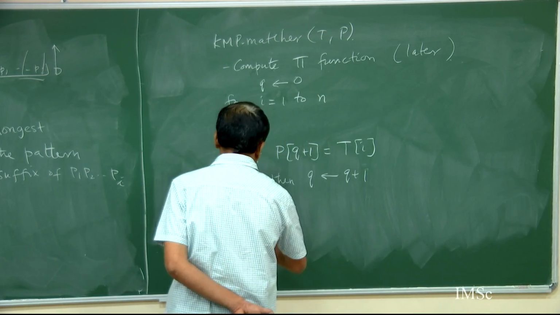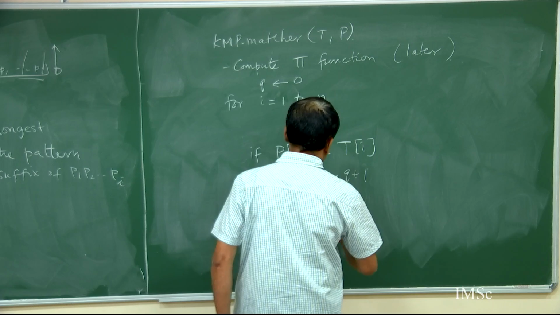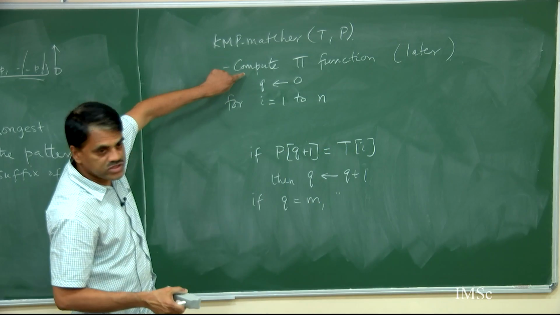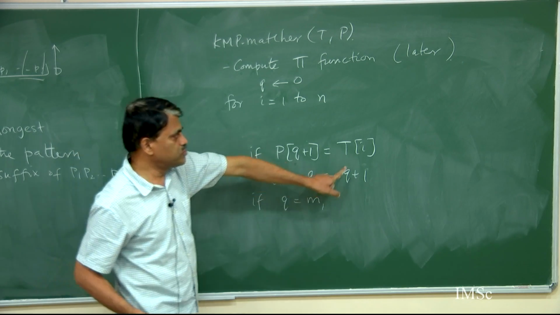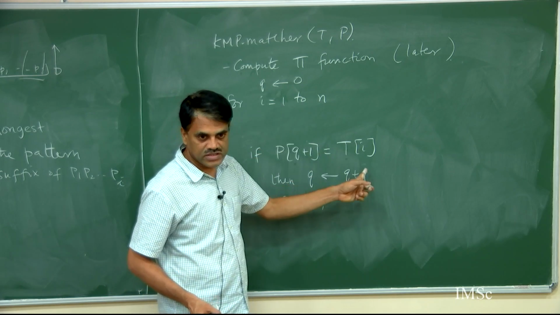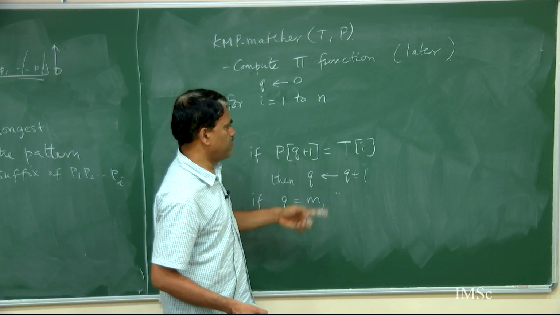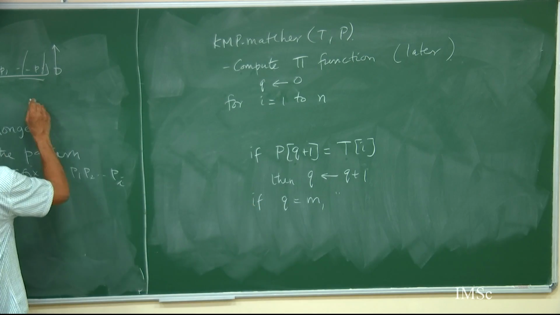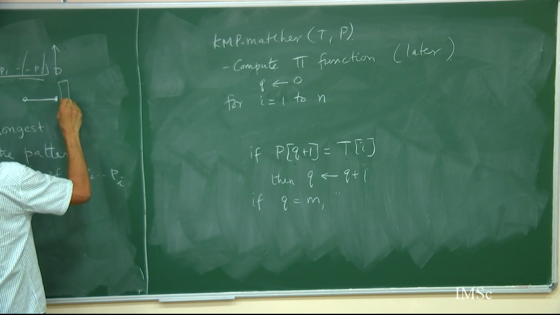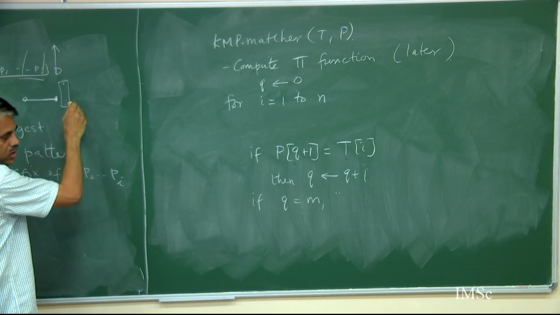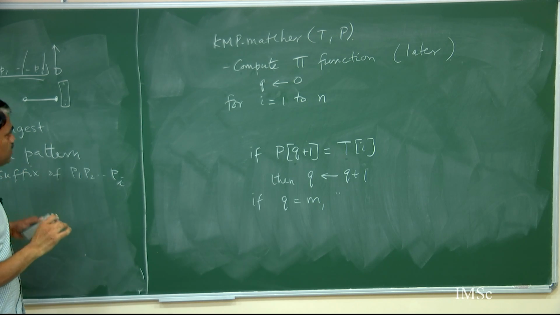And if q is equal to m, that means I have got a match. Q tells me how much I have matched. I start with 0, and the next character of my pattern happens to be the same as the next character of the text. T is running, I is running on the text. So it is like I matched up to this point and then I am waiting. If I match with this, good, I move on. If I do not match, we will deal with it. That is where we are going to use the pi function.